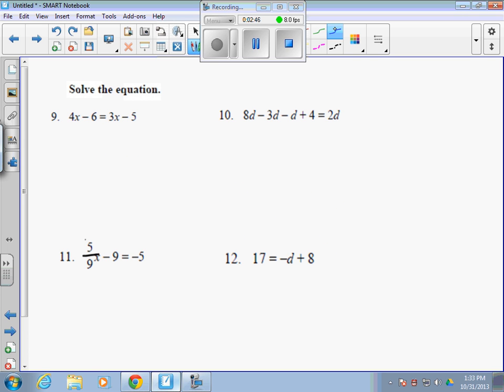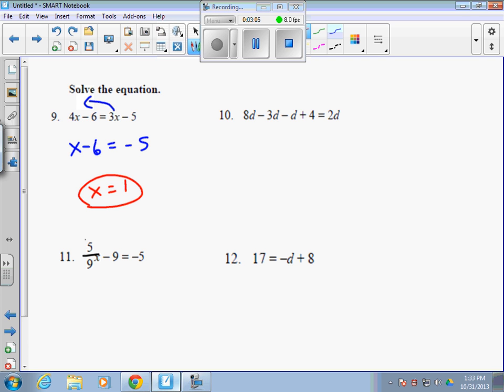Number 9 says solve these equations. This is going back a few weeks. Variables on both sides. Move the smaller 3x over to that side by subtracting 3x. It'll leave you with 1x over here minus 6 equals negative 5. Then get rid of minus 6 by adding 6 to both sides, and you get x is 1.